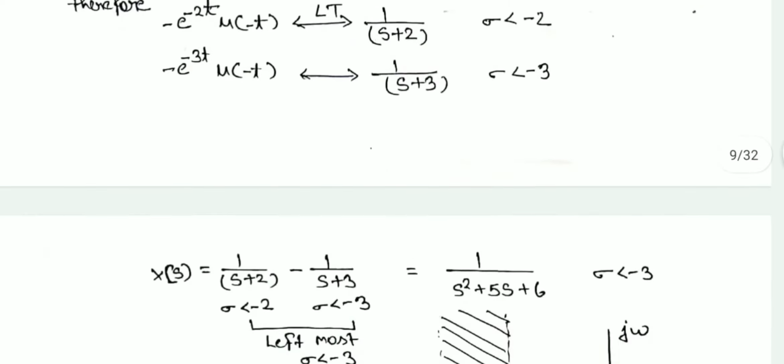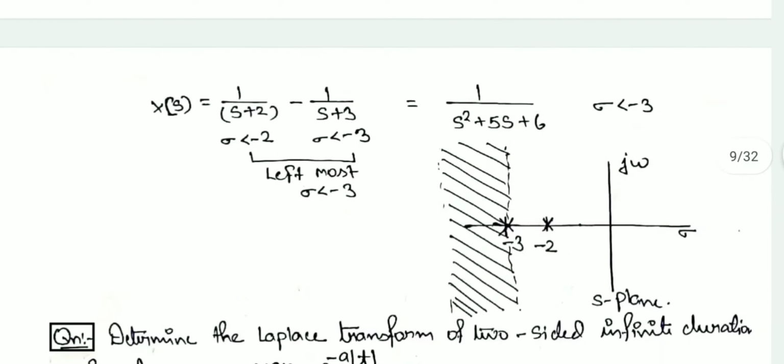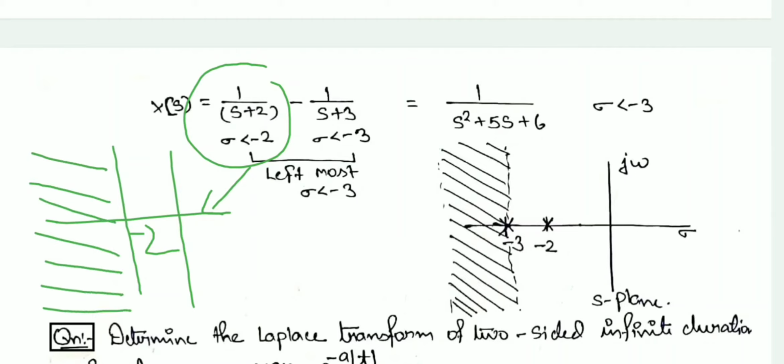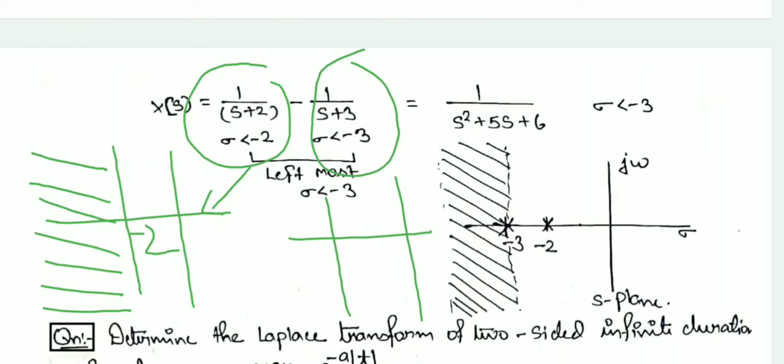Okay, when we combine these, the ROC of this signal is sigma less than -2. We'll draw it next. When we combine these signals, the ROC of this signal is nothing but the left side of -2, and the ROC of this signal is nothing but the left side of -3.